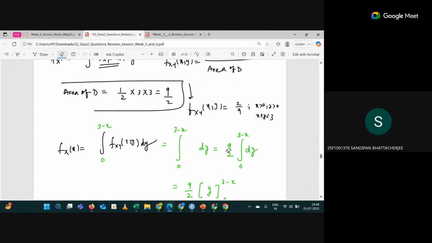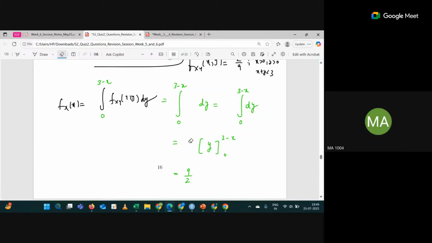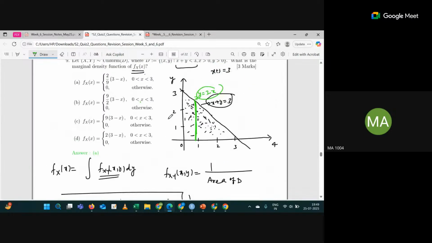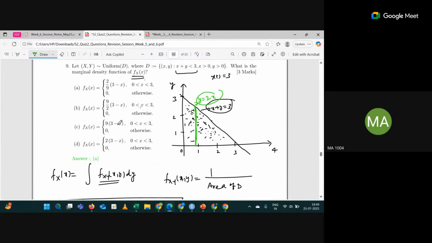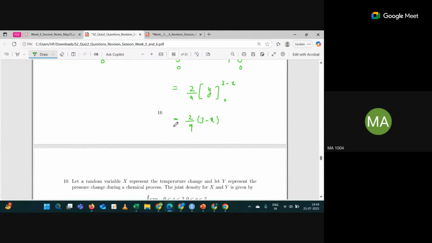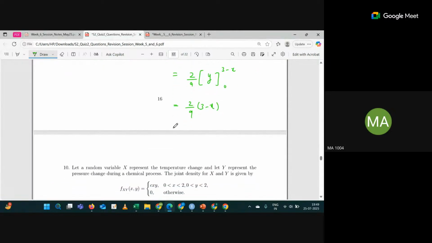The area was 9 by 2, so the constant is the inverse of 9 by 2, which is 2 by 9. So basically, this will be 2 by 9 times (3 minus x). You can see 2 by 9, 3 minus x is the marginal density. Okay, clear? Got the idea? Yes, sir.